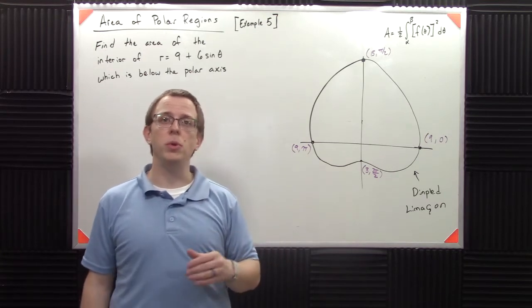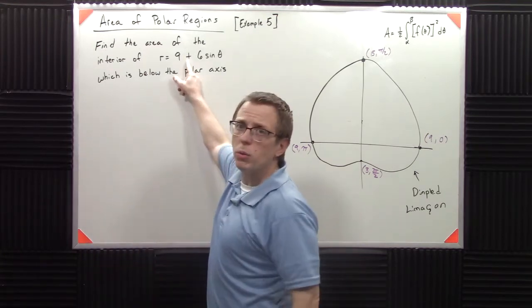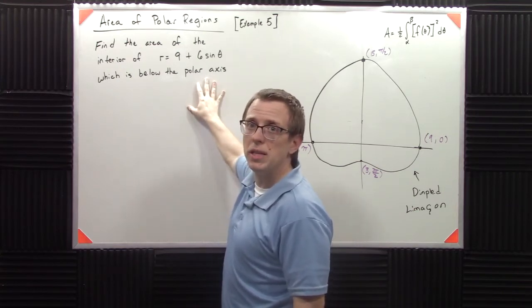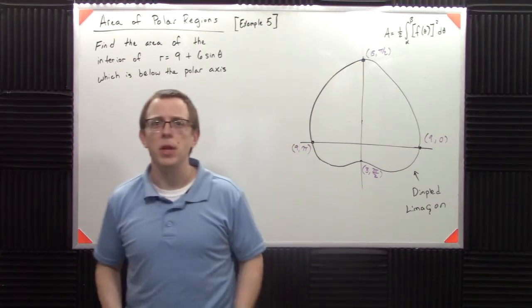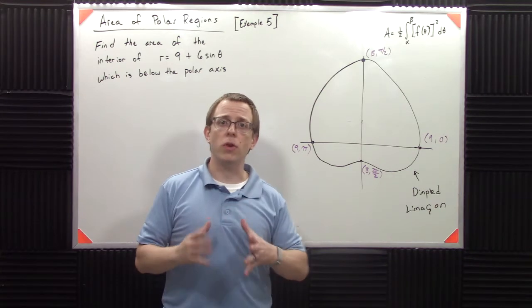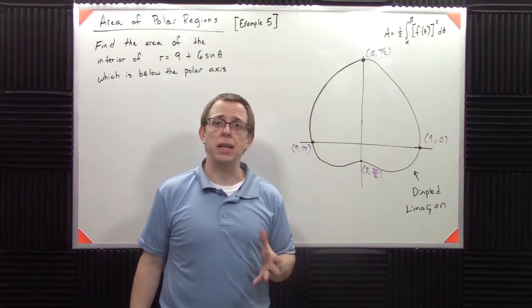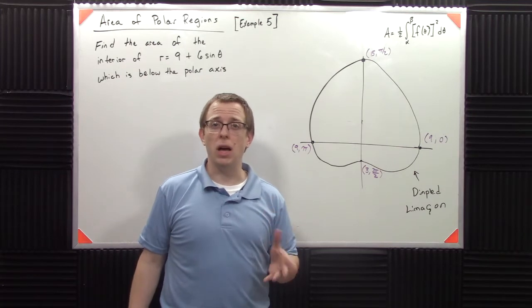But what we're going to do is say, all right, I've got r equals 9 plus 6 sine of theta, and I need the piece that's below the polar axis. So first things first, how did I graph this thing? There are a couple of things that I did that helped me out a lot. And I say a few.